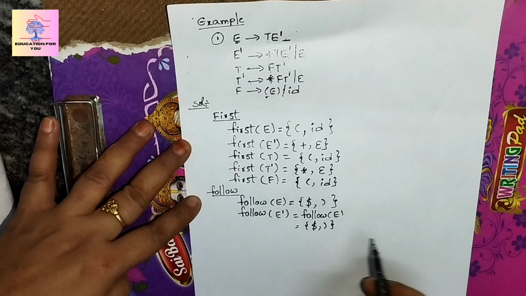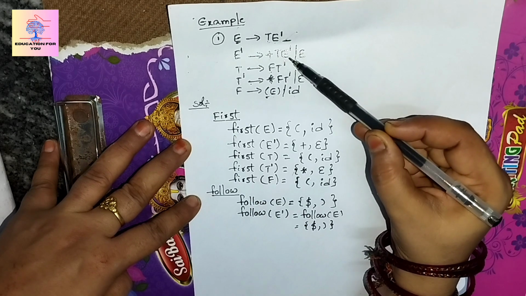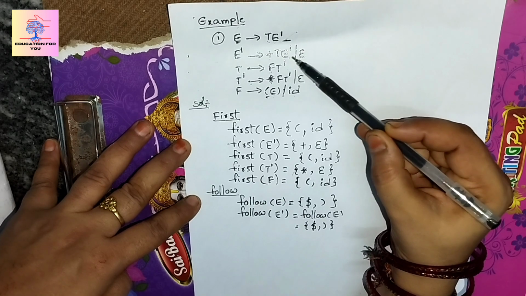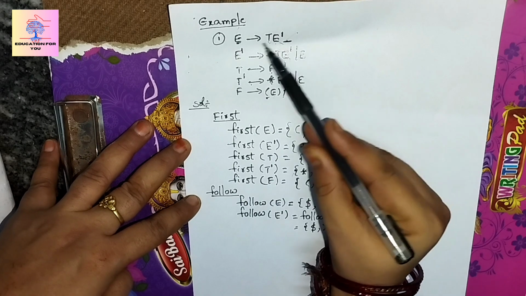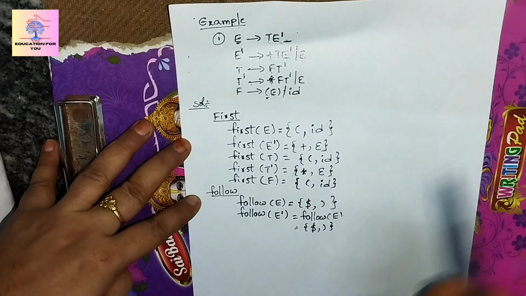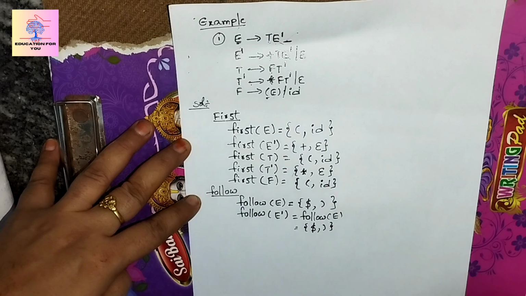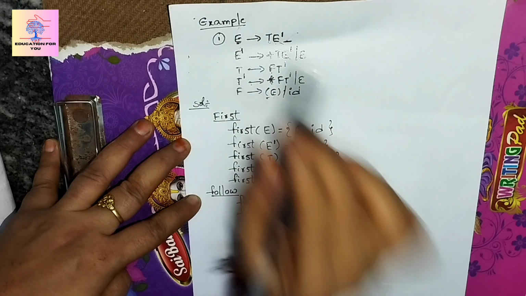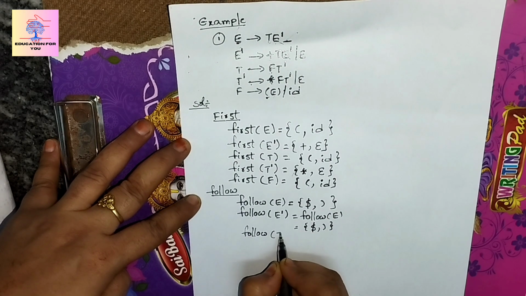Okay. This is over, and again you are observing another E dash here also. So who is following E dash here? Nothing. So at that time, follow of E dash can become as follow of E dash. Already you calculated the follow of E dash, that is dollar comma closed parenthesis. No need to calculate follow of E dash again. Okay. The answer here is dollar comma closed parenthesis. E dash is over. Now next one is follow of T.